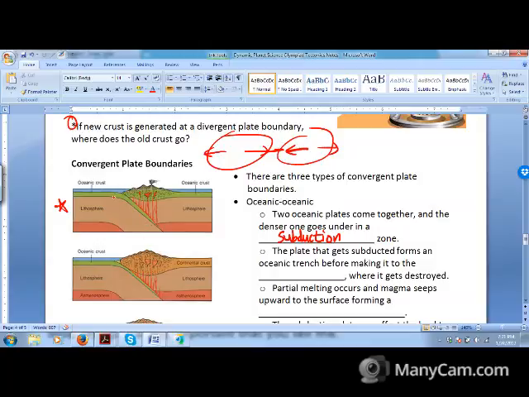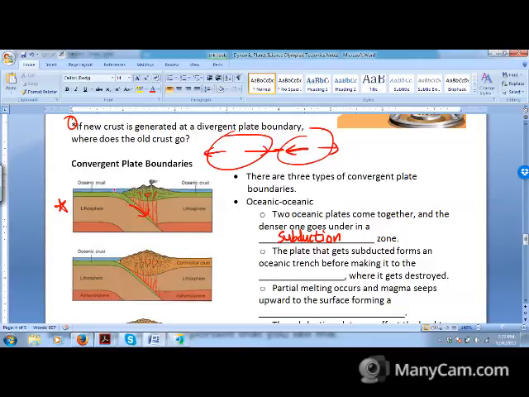Now, you notice that this plate that's going underneath essentially gets recycled, and that's kind of cool, actually. It gets recycled because all this magma and new plates form. It's a cycle, ladies and gentlemen. So divergent plate boundaries create new crust. At convergent plate boundaries, one of them in a subduction zone essentially goes to the magma to get completely destroyed.